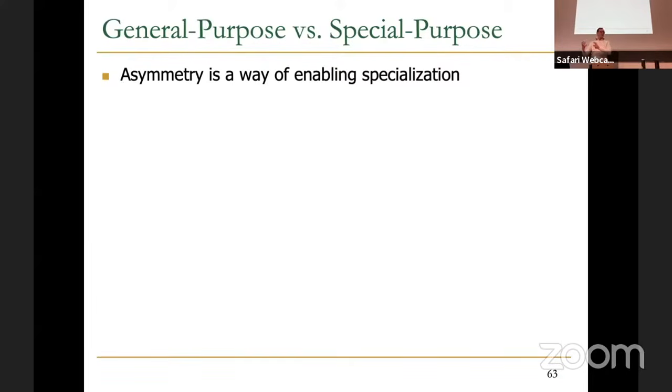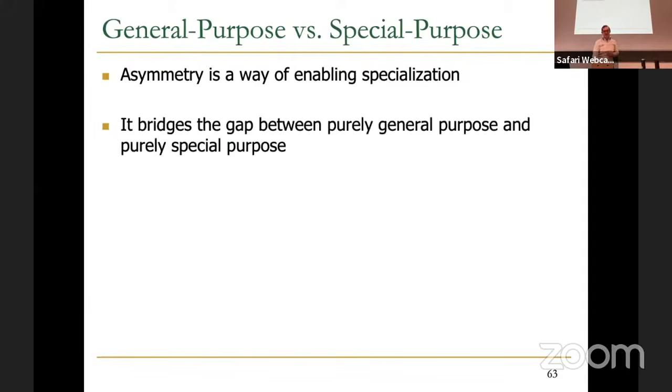It's already become more important, maybe because of the applications and because of the lack of technology scaling in the general purpose domain. General purpose has scaled really well because of technology scaling. But then both applications and technology scaling have been pushing general purpose, squeezing it. Now we're actually more special purpose today. So asymmetry is really a way of enabling specialization. It really tries to bridge the gap between purely general purpose and purely special purpose.